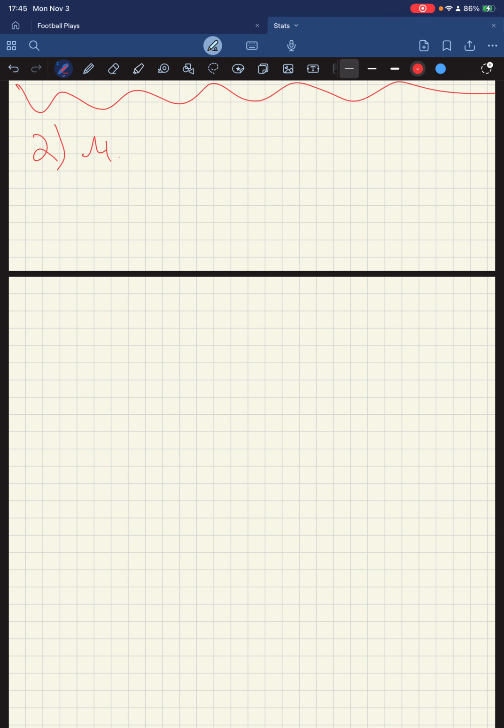So, the mean of x bar is 60, and then the standard deviation of x bar would be 12 over 6, and that equals 2. Okay. So that's the mean and standard deviation.